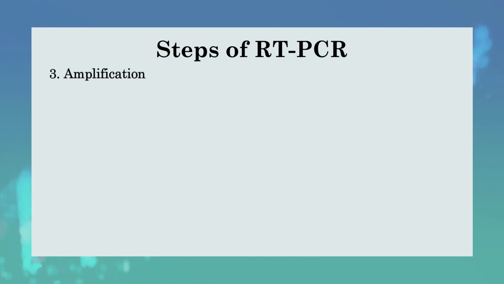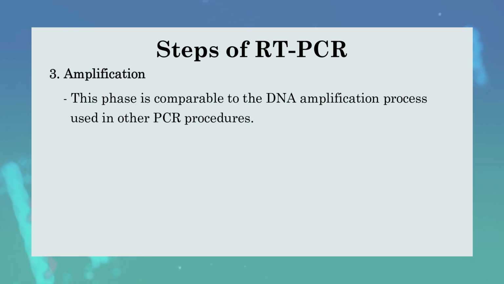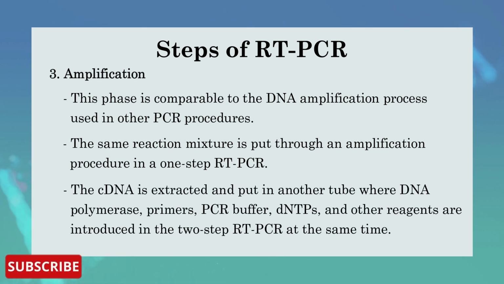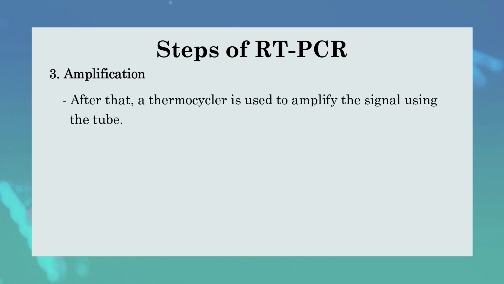Number 3, amplification. This phase is comparable to the DNA amplification process used in other PCR procedures. The same reaction mixture is put through an amplification procedure in a one-step RT-PCR. The cDNA is extracted and put into another tube where DNA polymerase, primers, PCR buffer, dNTPs, and other reagents are introduced in the two-step RT-PCR at the same time. After that, a thermocycler is used to amplify the signal using the tube.